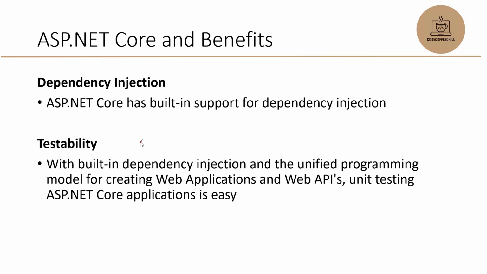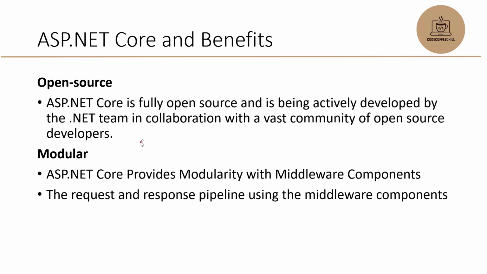Testability is used for unit testing ASP.NET Core applications, and it makes it easy to test our written applications. Open source: ASP.NET Core is fully open source and being actively developed by the .NET team in collaboration with the vast community of open source developers. So if there are any bugs, these developers help fix bugs and problems, and this means we have more secure and better quality software.